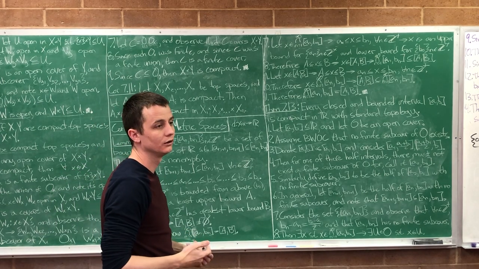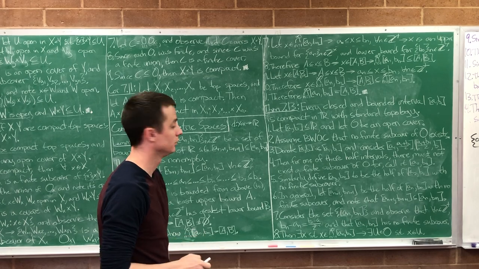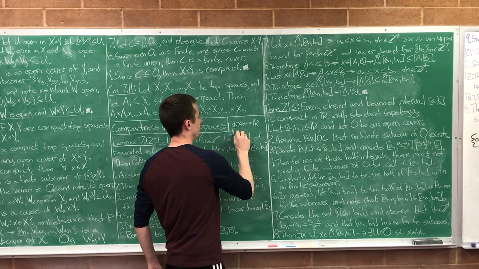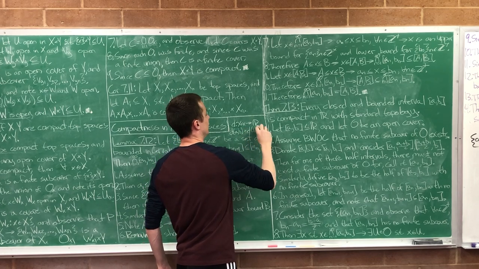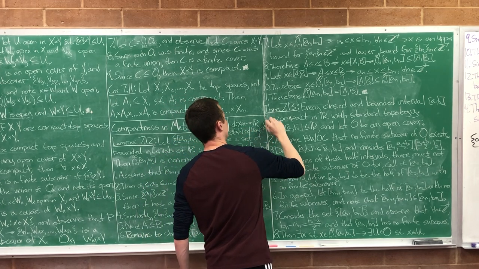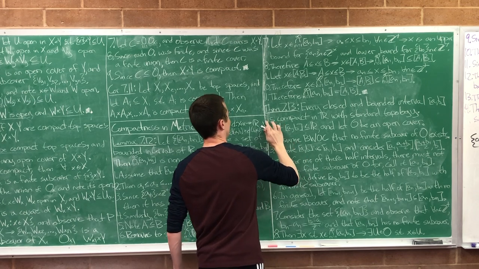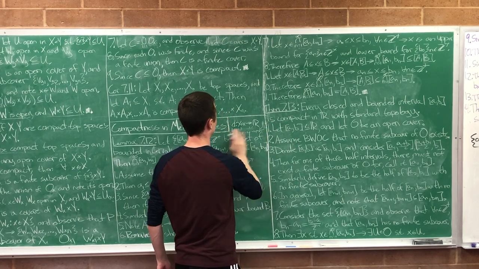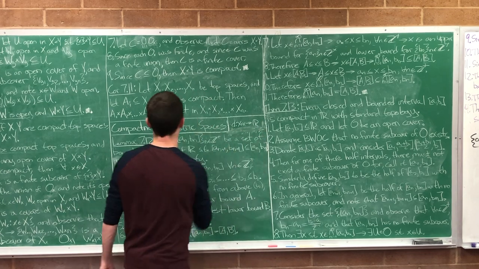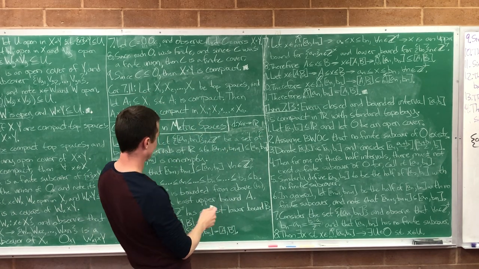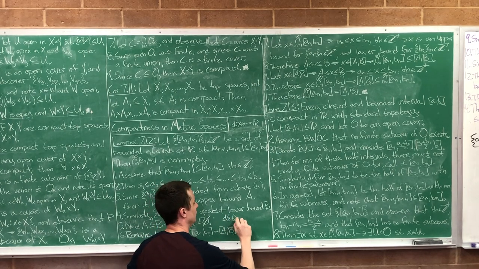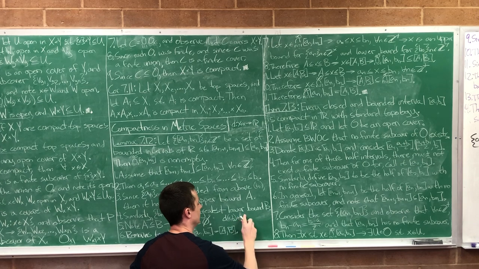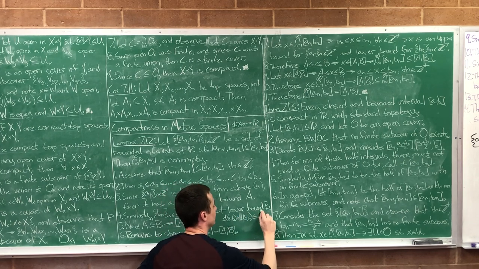Okay, you're saying each line has to be less than, right? The distance from A to B plus the distance from B to C has to be less than or equal to the distance from A to C. I'm going to write that into my proof. Okay. The distance from A to B plus the distance from B to C has to be less than or equal to the distance from A to C.